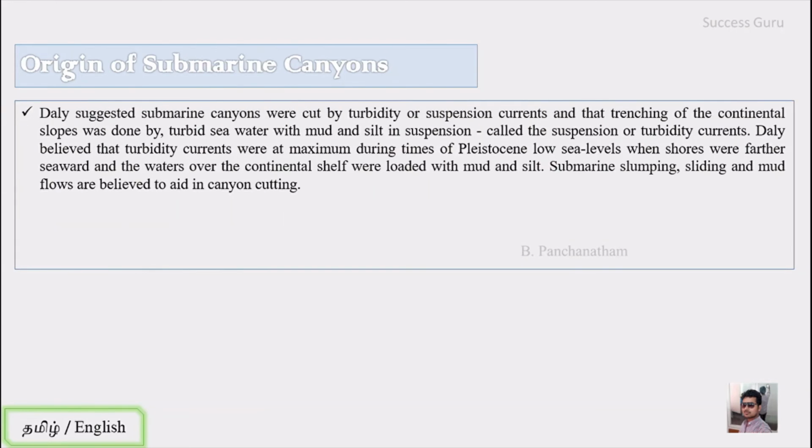The next one is that Daly suggests that submarine canyons were cut by turbidity or suspension currents, and that trenching of the continental slope was done by turbid seawater with mud and silt in suspension, called a suspension or turbidity current. Daly believed that the turbidity currents were at maximum during the time of the Pleistocene low sea level, when the shores were further seaward and the water over the continental shelf was loaded with mud and silt. Submarine slumping, sliding, and mud flow are believed to aid in the canyon cutting.